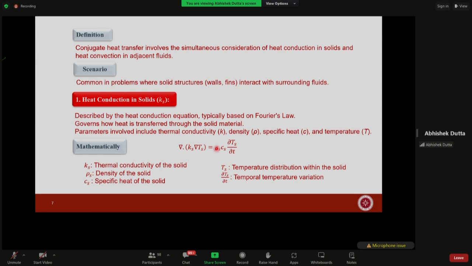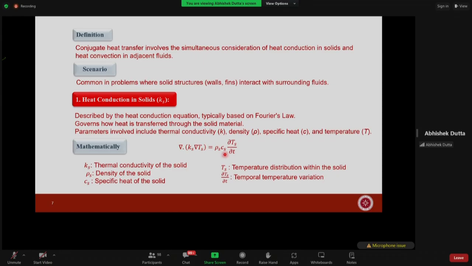Of course, the multiple parameters involved in this heat conduction are basically conductivity, density, specific heat, the temperature distribution, and the time distribution. Temporal variation is the time-temperature variation, and the temperature distribution within the solid. So these are the parameters involved in this mathematical expression of heat conduction in the solid. This is the conduction part of the solids.